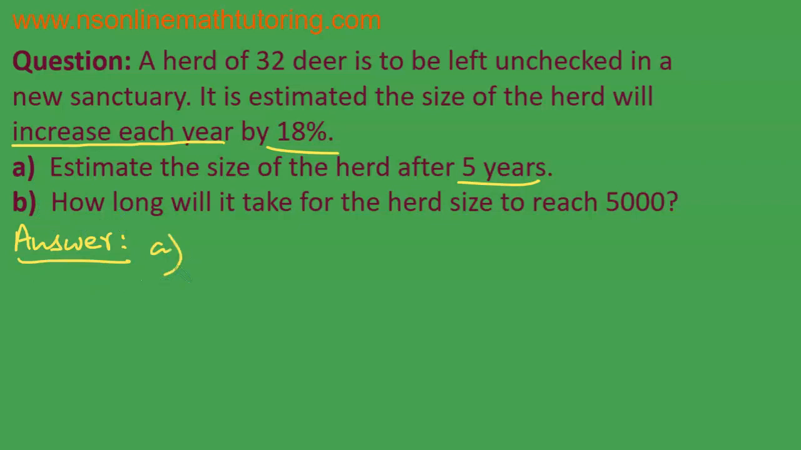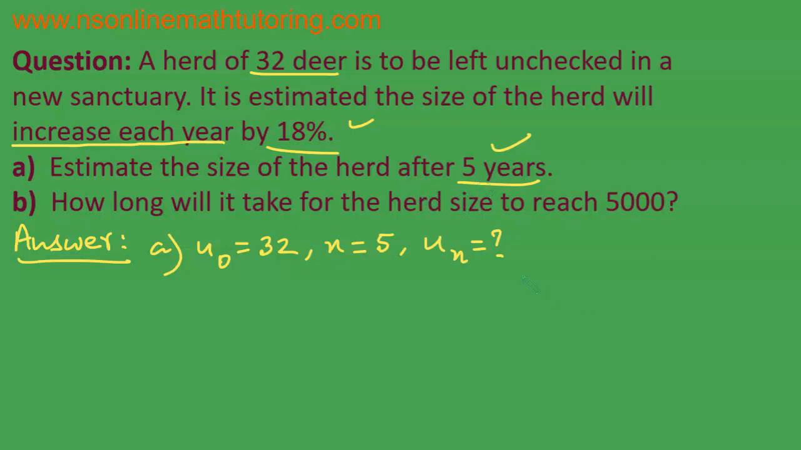First, subpart A. We have 32 deer in the herd. So U0, the size of the herd at time 0, the starting time, is equal to 32. After 5 years, n is equal to 5, and we have to get the value of Un. In order to get the value of Un, we need the value of R. Now, what is the value of R? Do not write that to be equal to 18% or 0.18. It is wrong. Let us see what the multiplier is.